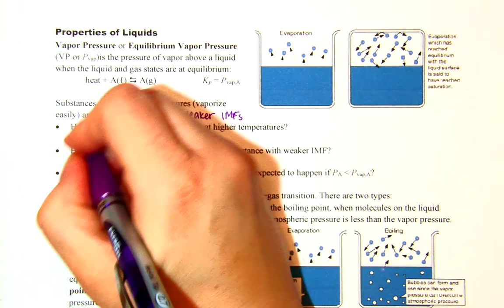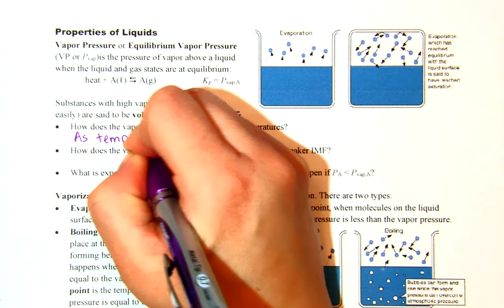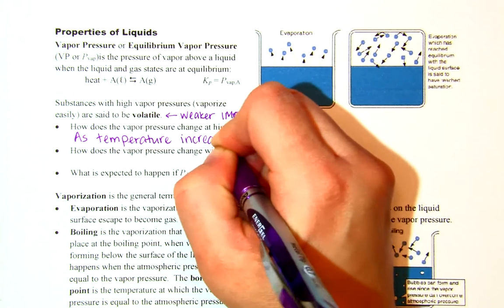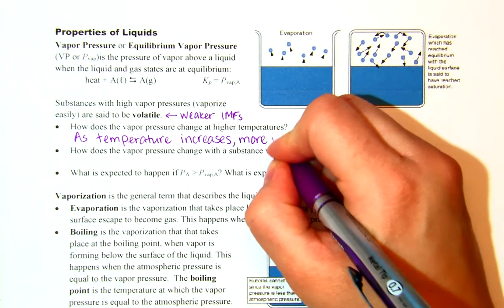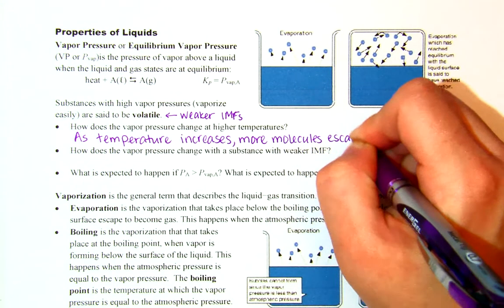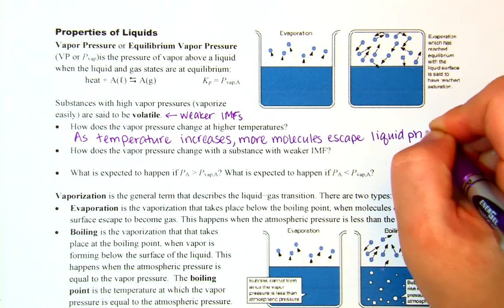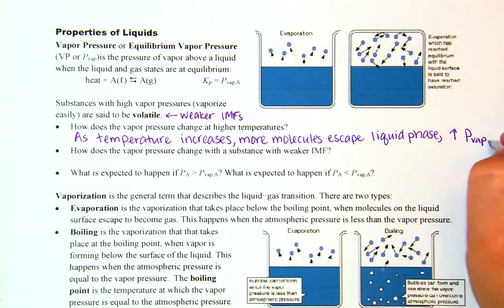So, summarizing, as temperature increases, more molecules can escape the liquid phase. And so then overall you are increasing your vapor pressure, your PVAP. Alright, second bullet point. How does the vapor pressure change with a substance with a weaker IMF?